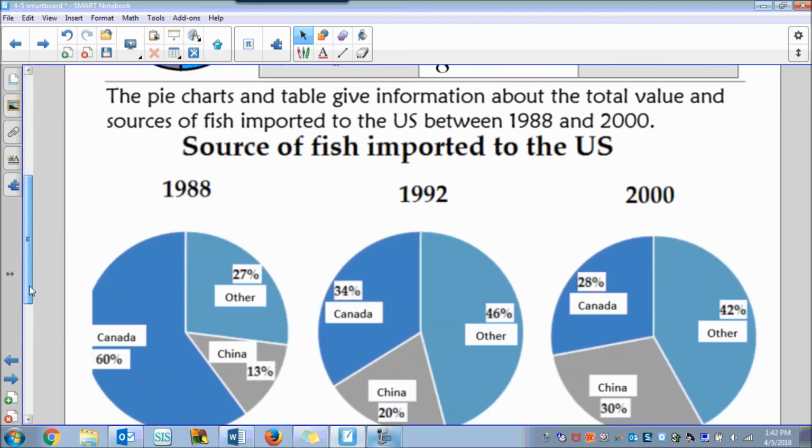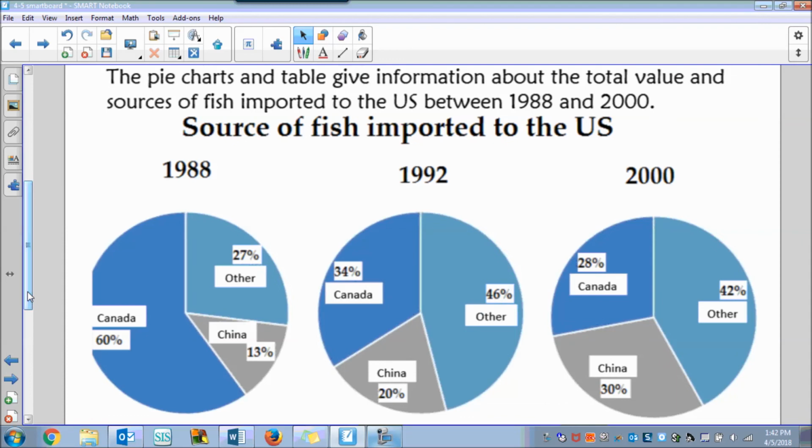Alright, so these next 3 problems are really just asking us questions about these pie charts. These are showing the source of fish imported to the U.S., going from 1988 to 1992 to 2000. This is saying that in the first year, 60% of the fish were from Canada, 13% were from China, and 27% came from some other country.